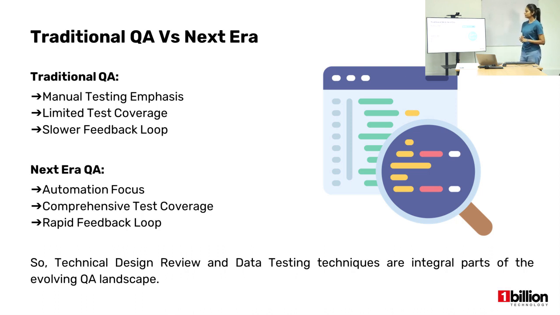Talking about next era QA, it is totally focused on automation, and it has very comprehensive test coverage. Script writing, execution, all these things are automated, and there are no human limitations, so it has a very rapid feedback loop. By adding this slide, I just wanted to show that code review is a kind of next era QA technique.